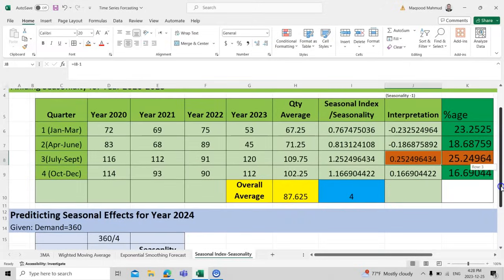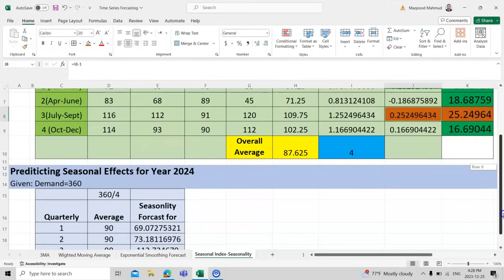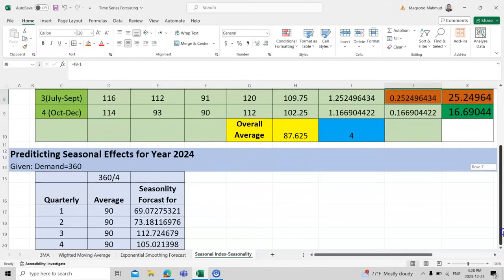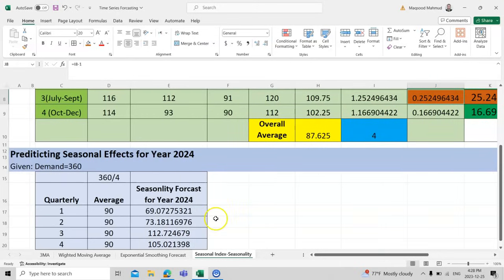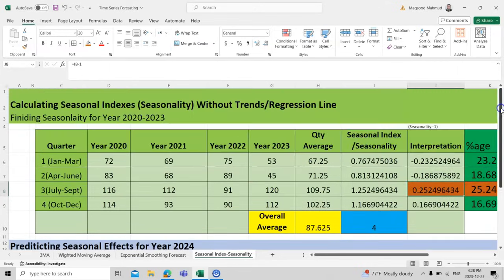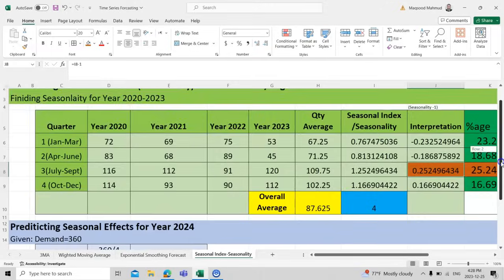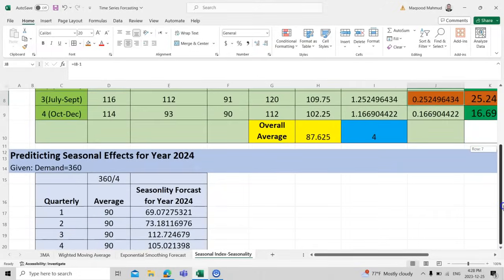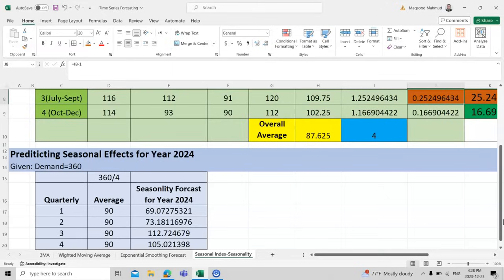So then let's see for 2024, since 2024 is approaching, a few days are remaining over here. So we want to see the predictions for demand. So let's suppose the demand is 360. So in the 360 demand, how can we find the seasonality forecast for 2024? For that, we apply the effect of the seasonality and bring it for 2024. Since 2024 has not arrived, but as a businessman we are interested, we need to know what will be the trends in 2024 quarterly.